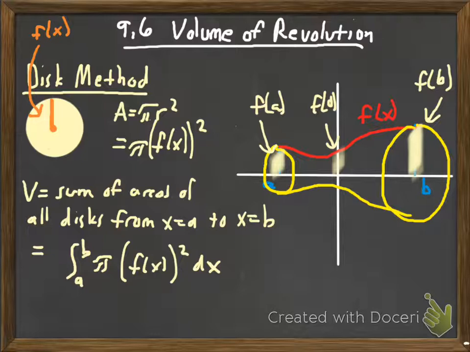Okay, or often you can just write that as the integral from a to b of pi times y squared with respect to x. Alright, that formula is how you find the volume of a solid that is created by revolving a function around the x-axis. Alright, now let's see an example.